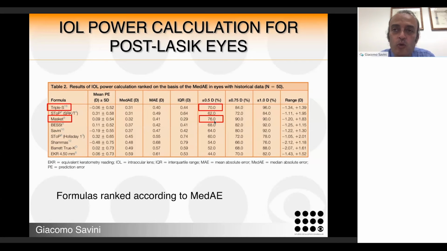These numbers would be good even in unoperated eyes. And then many other formulas were above 60%. Surprisingly, there was a fair result with the Barrett formula, but I will talk about it later. And if you see the median absolute error, again 0.3, even with the SToP formula, was excellent, especially because we are not talking about medium-long eyes, we are talking about long eyes.